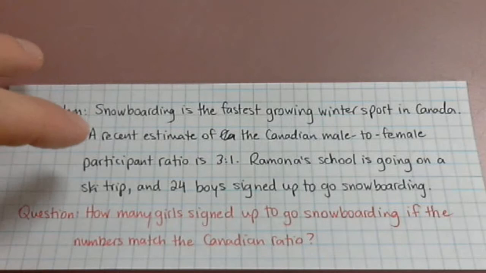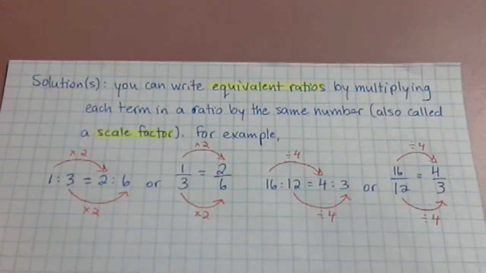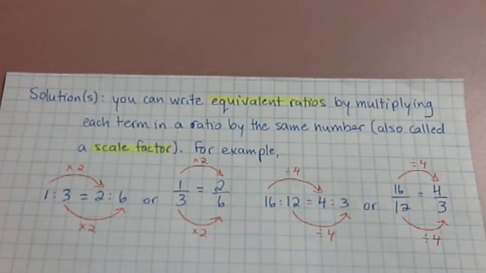Now, before we get into some of those solutions, what we're going to do is look at this little note. For the solutions, you can write equivalent ratios. Equivalent ratios are just 2 or more ratios that represent the same comparison. So for example, 1 to 3 is equal to 2 to 6 is equal to 3 to 9, all those things. You can write equivalent ratios by multiplying each, or dividing for that matter, each term in a ratio by the same number. This same number is called a scale factor.